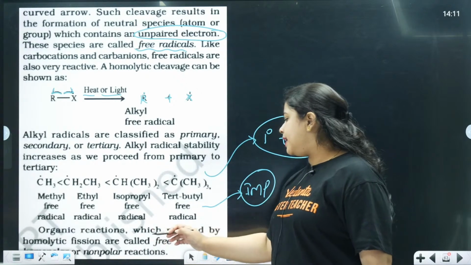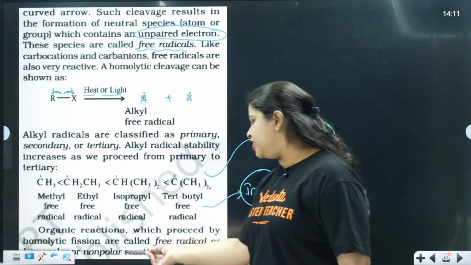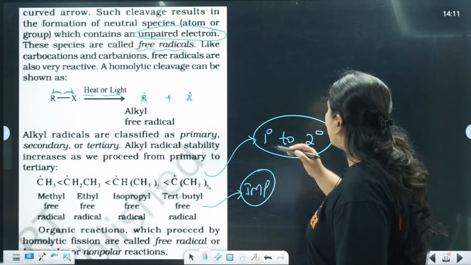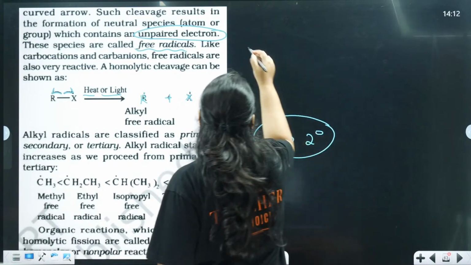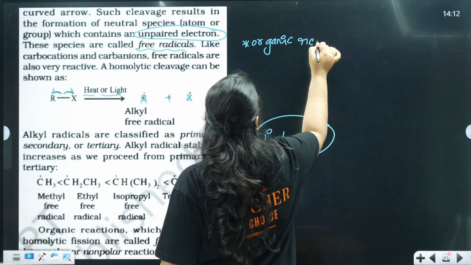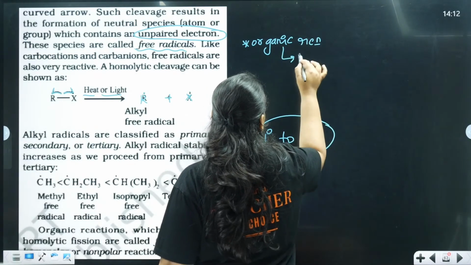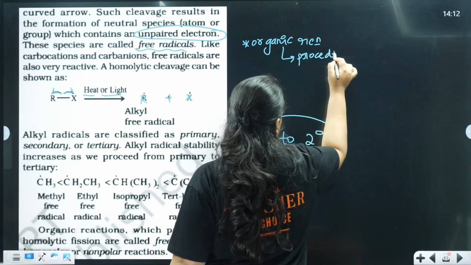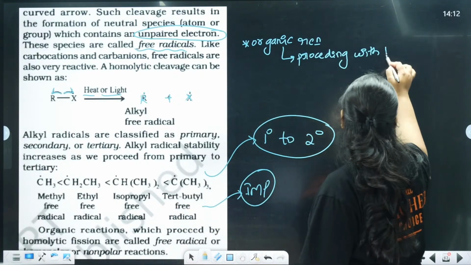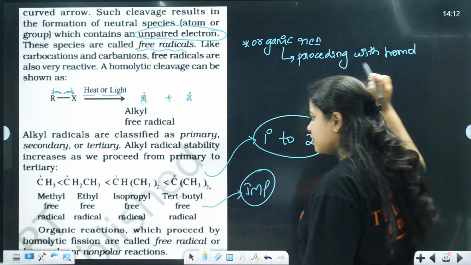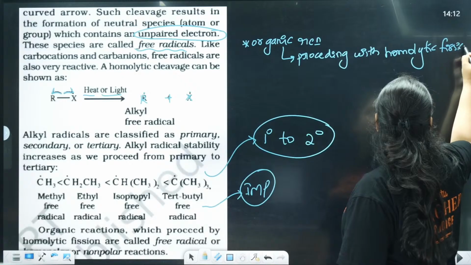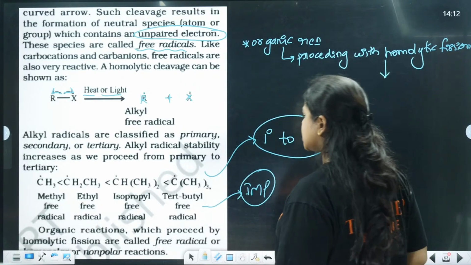Organic reactions which proceed by homolytic fission are called free radical reactions, or they are also called non-polar reactions. So whatever organic reactions are there, if that organic reaction is proceeding with homolytic fission, then those are called what?